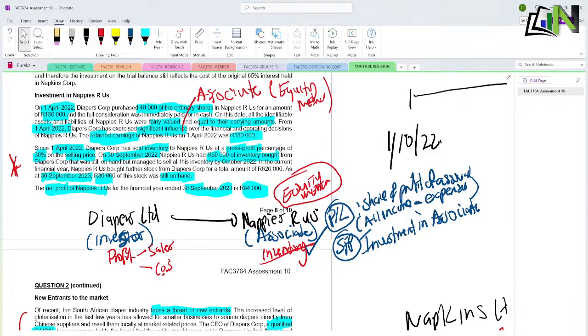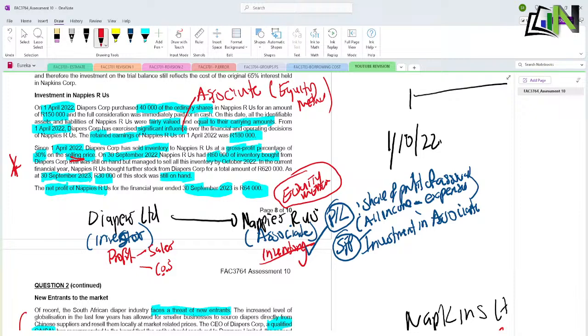It says Diapers Corp Limited sold inventory to Nappies R Us at a gross profit percentage of 30%. This is on selling price, not on cost price. Take note: if it's based on selling price, that means the selling price is the 100%, but if it was based on cost price, the cost price would have been the 100%. Now you will see how the calculation is different from what you are used to, because normally they will base it on cost of sales and not sales. Please don't get used to a manner or a way of asking, because it could be different.